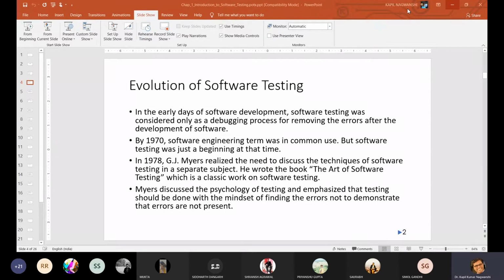Have you heard about Industry 4.0? Anyone? Yes, sir. Because in so many places this type of advertisement is given, that we will complete your project with respect to Industry 4.0. So this is the standard, and some other standards and constraints are also there.